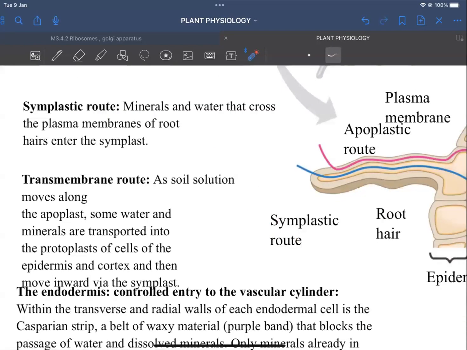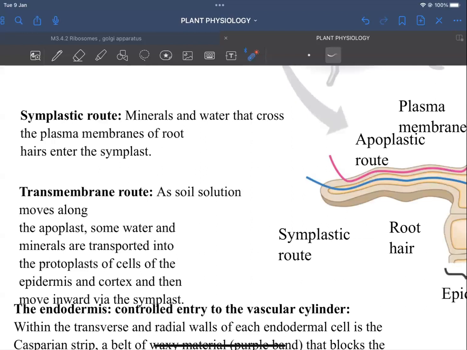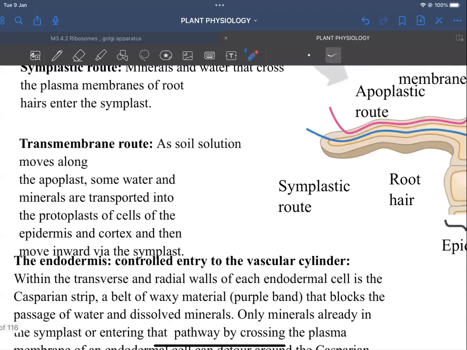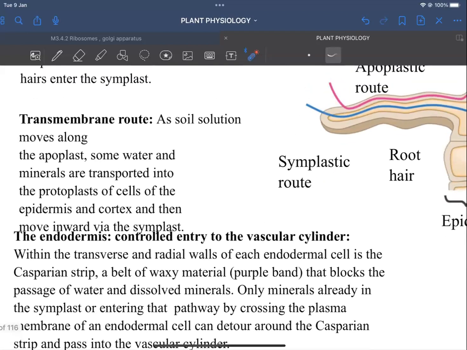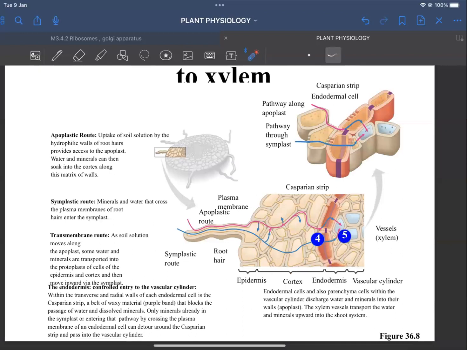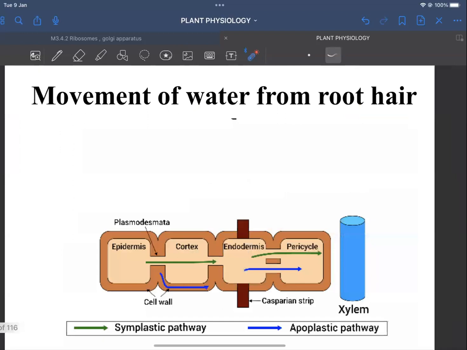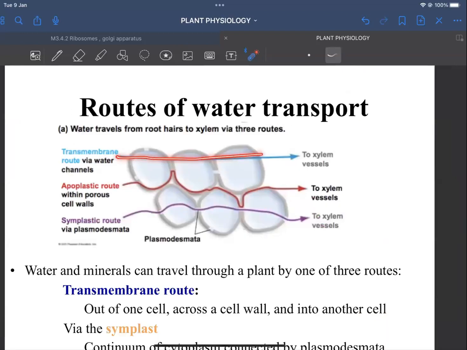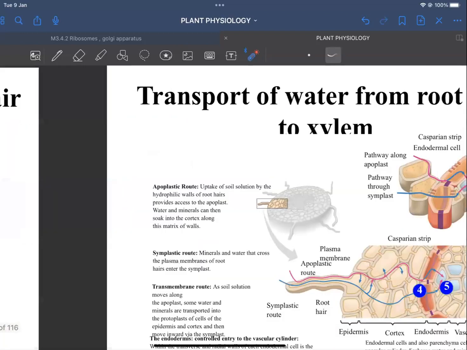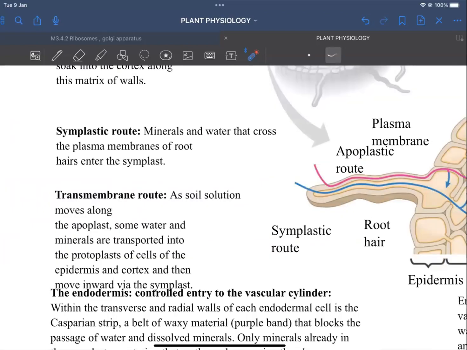And then we have the symplastic route, where the minerals and water cross the plasma membrane of the root, entering the symplast. And we have the transmembrane route. If you still remember the transmembrane, where is it? This one. That's directly flowing through the water channel. As salt solution moves along the apoplast, some water and minerals are transported into the protoplast of cells of the epidermis and cortex, then moving inward via the symplast.